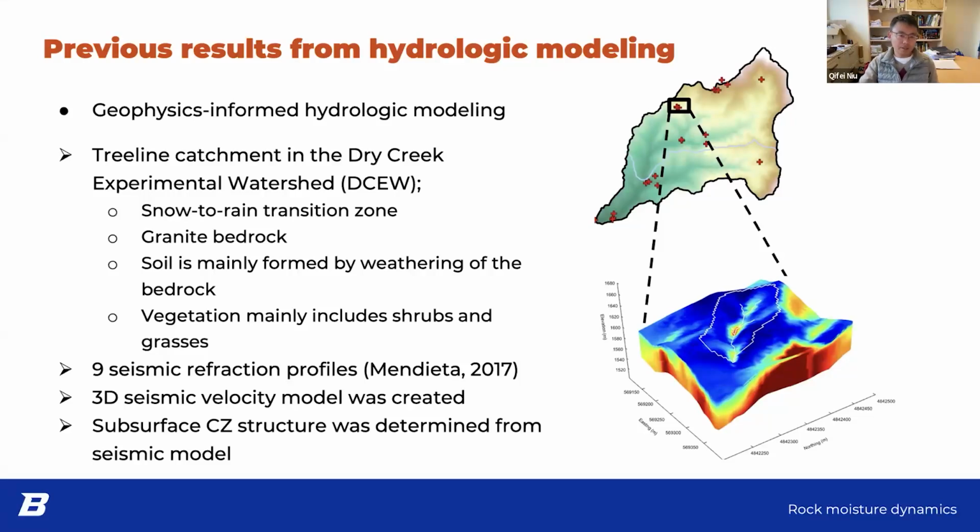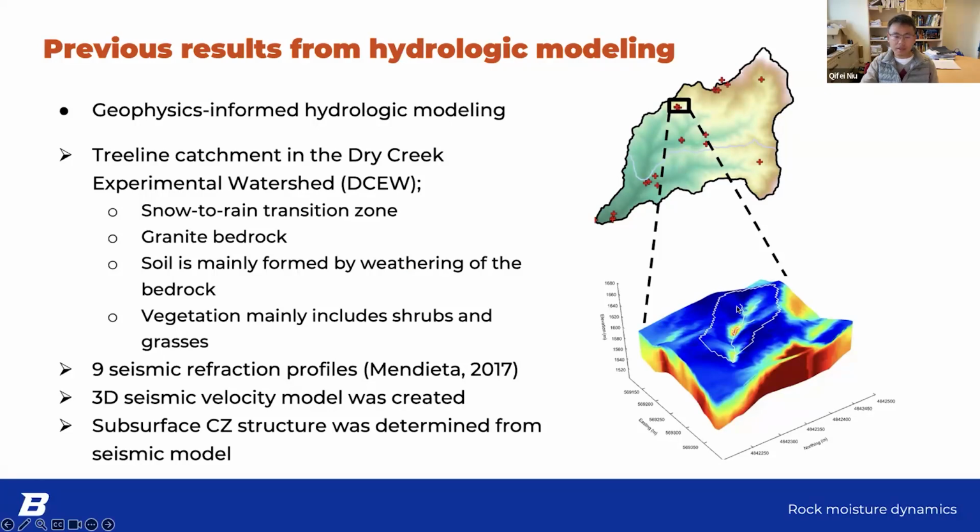This is from a PhD student of mine, and he did the simulation about 2 years ago. We use something called geophysics-informed hydrological modeling, and we use a site, which is the second site we're going to show. It's called the Treeline site, which is at the snow to rain transition zone, and the vegetation here is, I think, shrub dominated.